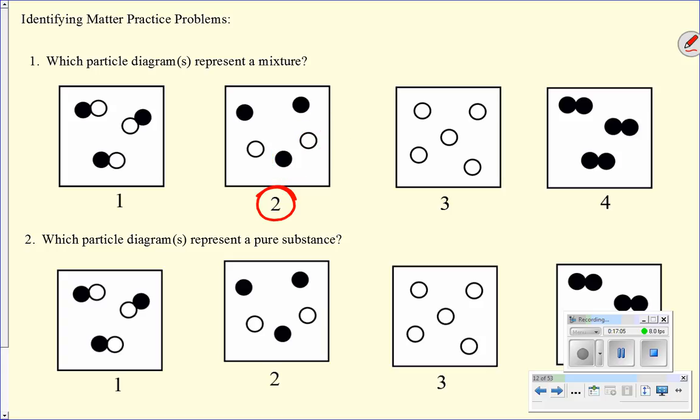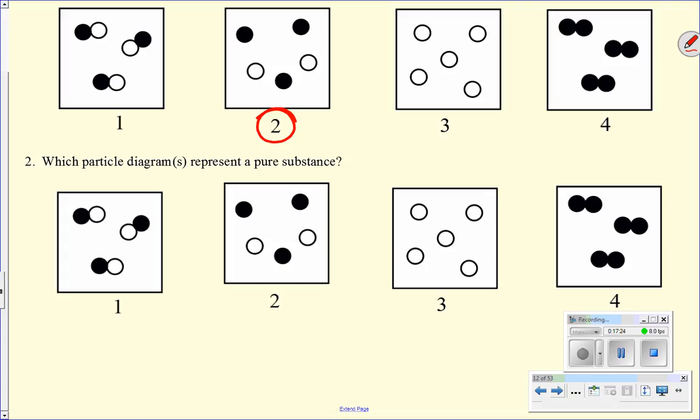Picture number three is showing just one type of atom, so that's very obviously an element. And picture number four is showing something called a diatomic element. So all of these groups are made of all black circles. Those are all the same as each other. That's just a regular element.